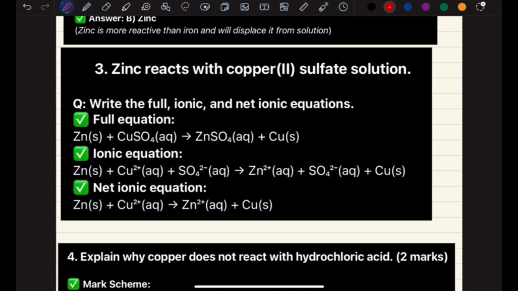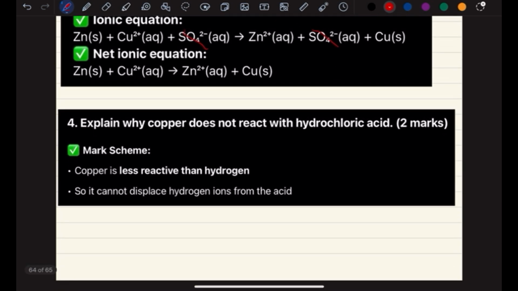Now, again, what's the same on both sides? I see the sulfate on both sides, so I want to get rid of that. That's literally the only one that I see on both sides. So then we can write that as an ionic equation: Zn solid plus Cu2+ aqueous goes to Zn2+ aqueous plus Cu solid. And that would be a displacement reaction.